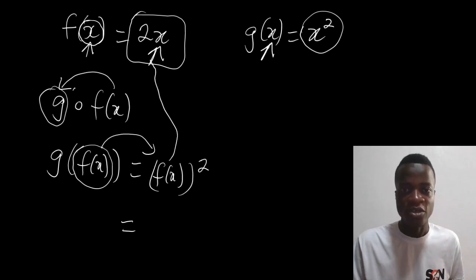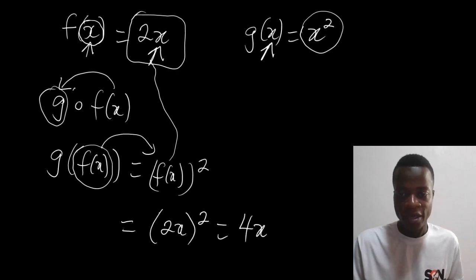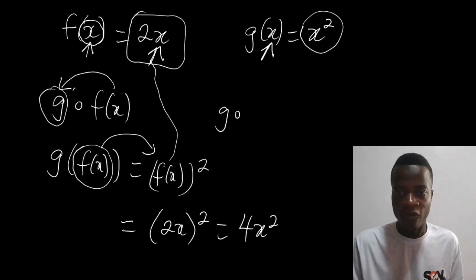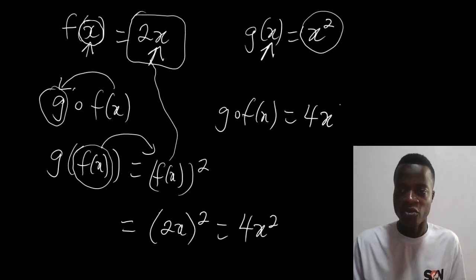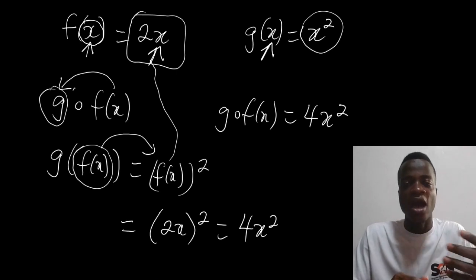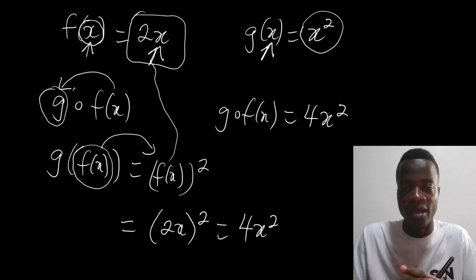f of x is what? 2x, right? So it's going to be 2x all squared. If you expand this, you are going to have 4x squared. So g of f of x is equal to 4x squared. You see that? This is how to actually simplify this particular thing.